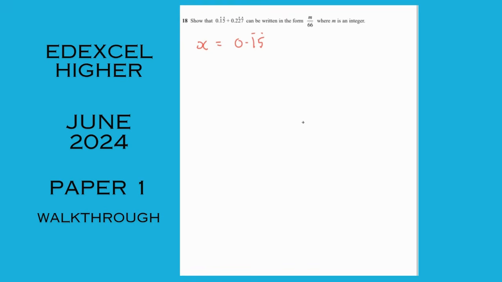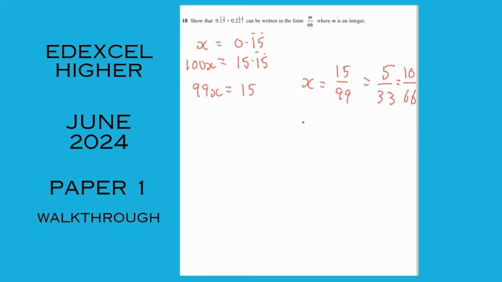So you'll notice it recurs every 2 digits. So this is one of those where you just go straight for 100, which gives you the same recurring bottom take away top. So we've got x to be 15 over 99. Both are in the 3 times table, so divide top by 3 and bottom by 3. And just by peeking at the answer, I'm going to double the top, double the bottom. You can see a link already.